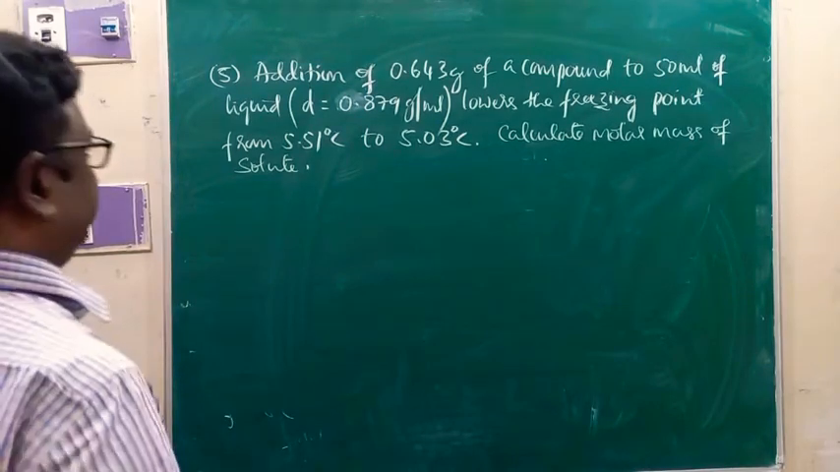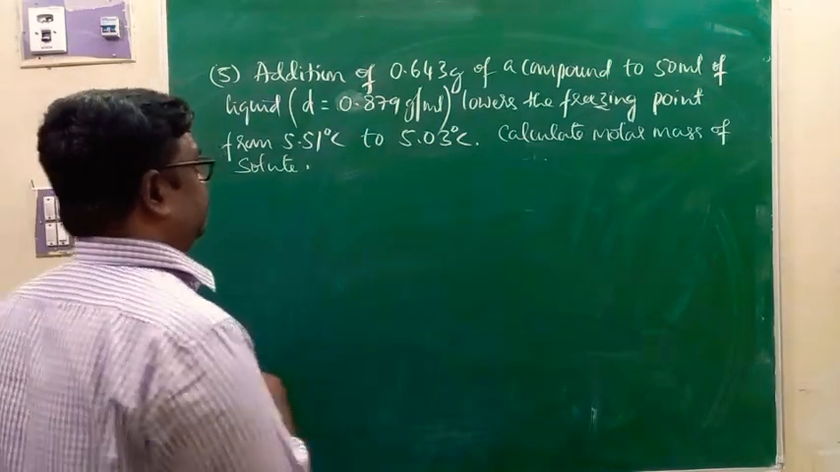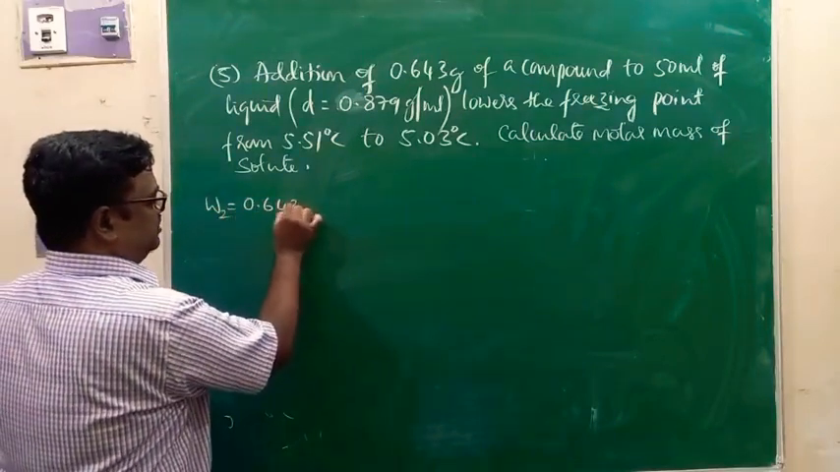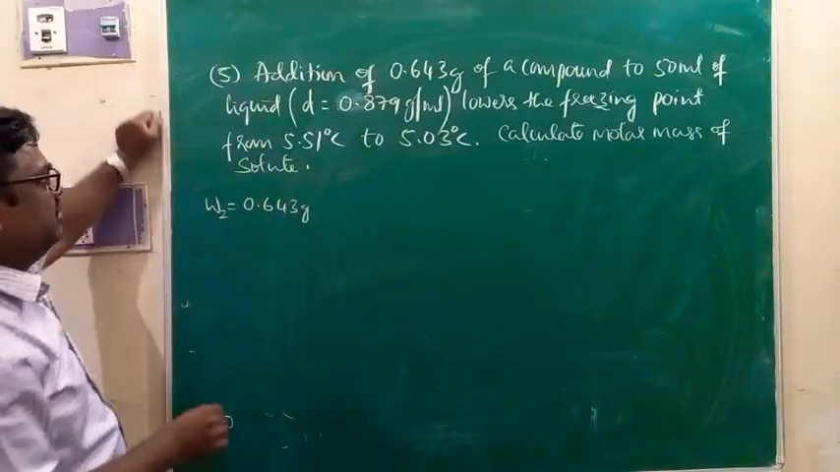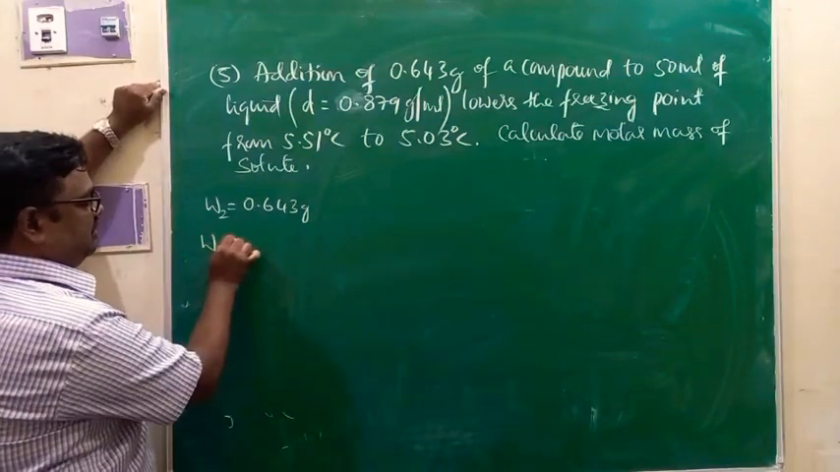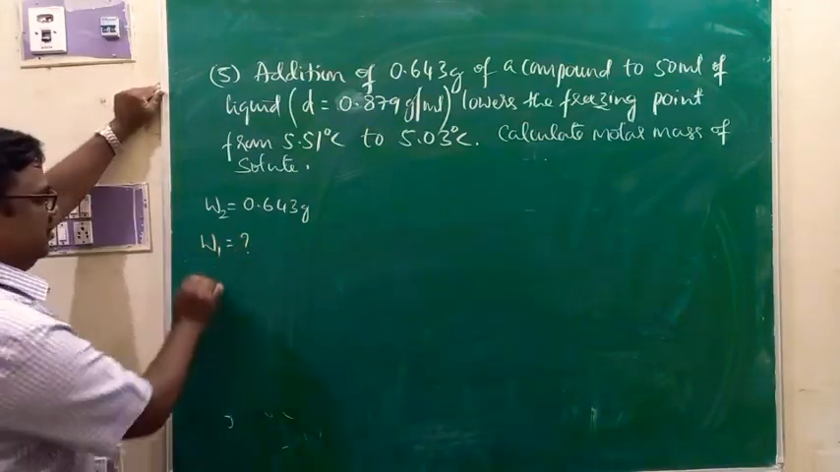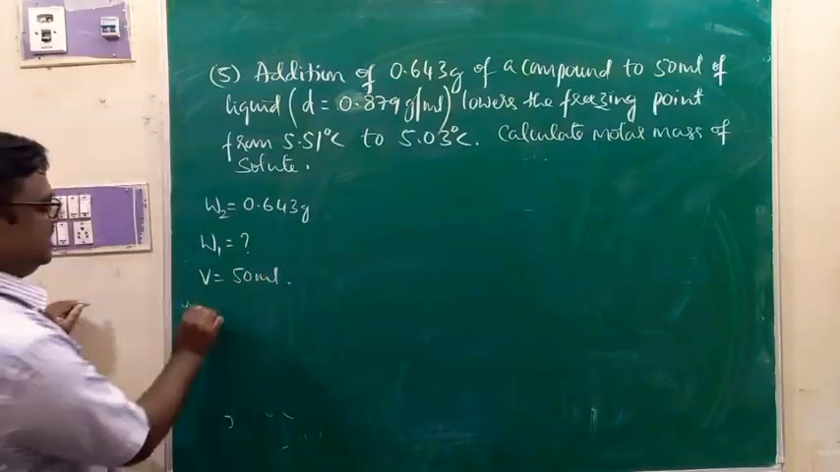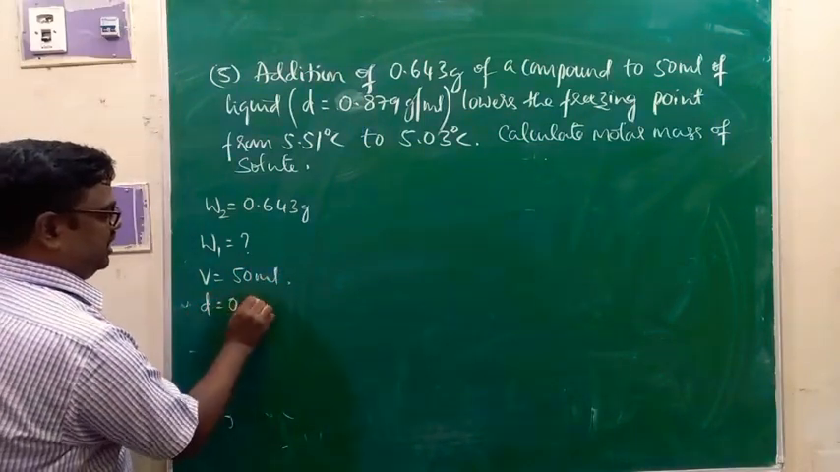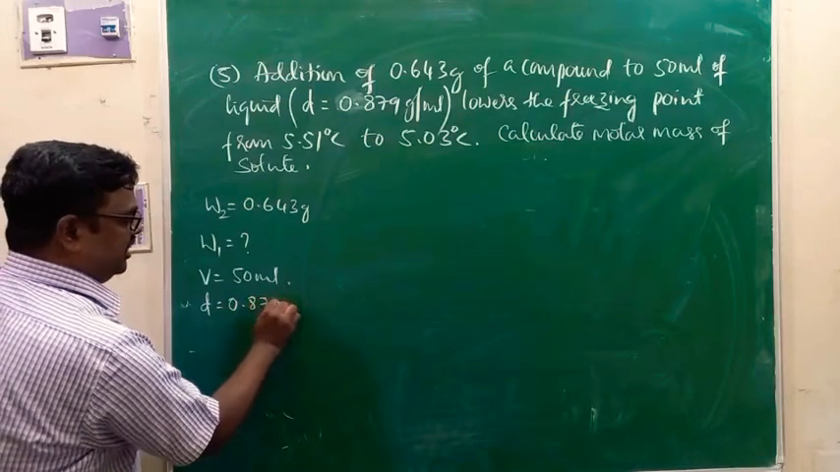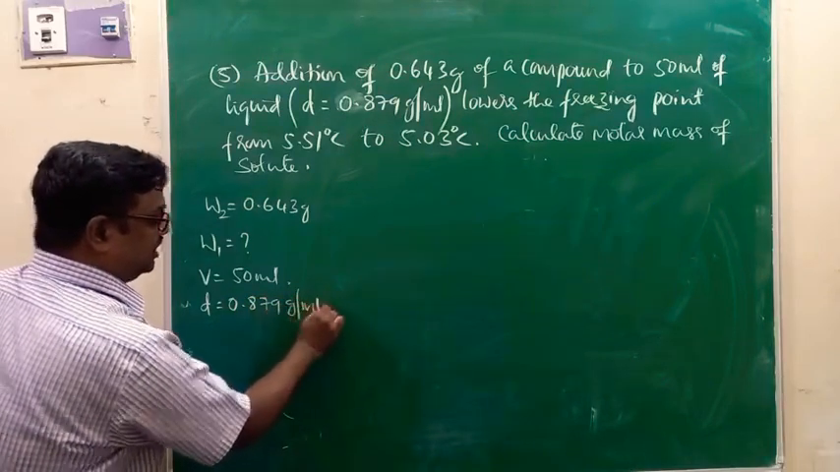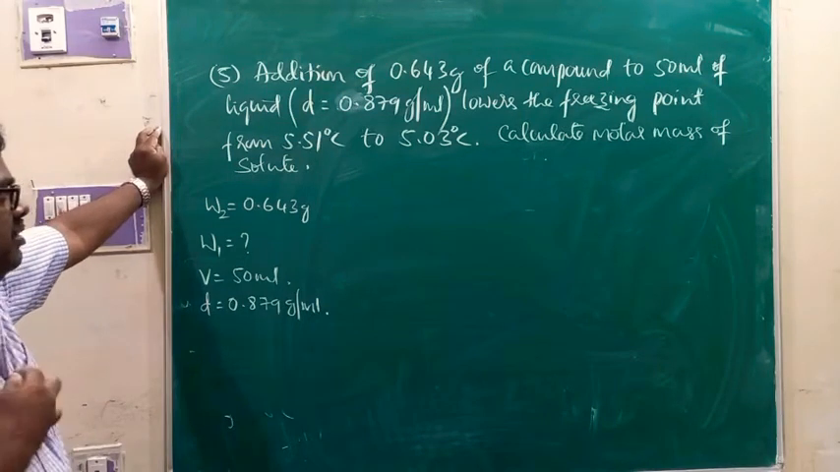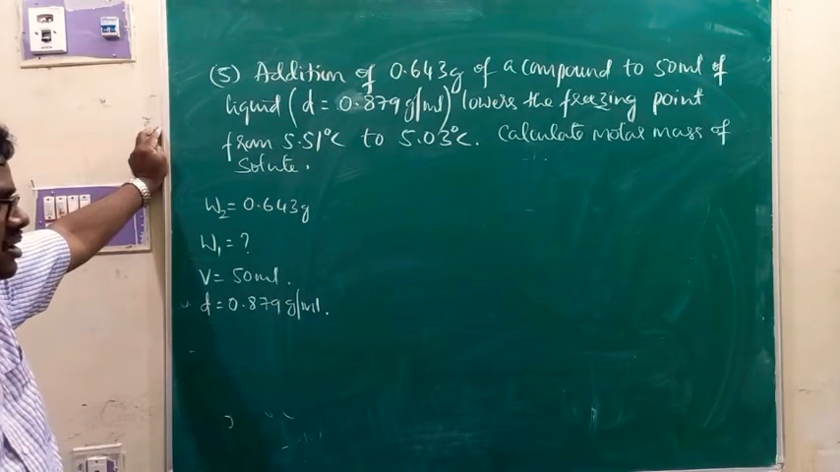We'll see that fifth problem here, addition of 0.643 grams, that is W2 is 0.643 grams, right? To 50 ml of liquid, that is W1 is not given here. Volume of liquid is 50 ml given. Yes. And density is given there, that is 0.879 gram per ml. That is going to lower the freezing point from 5.51 degrees Celsius to 5.03 degrees Celsius.